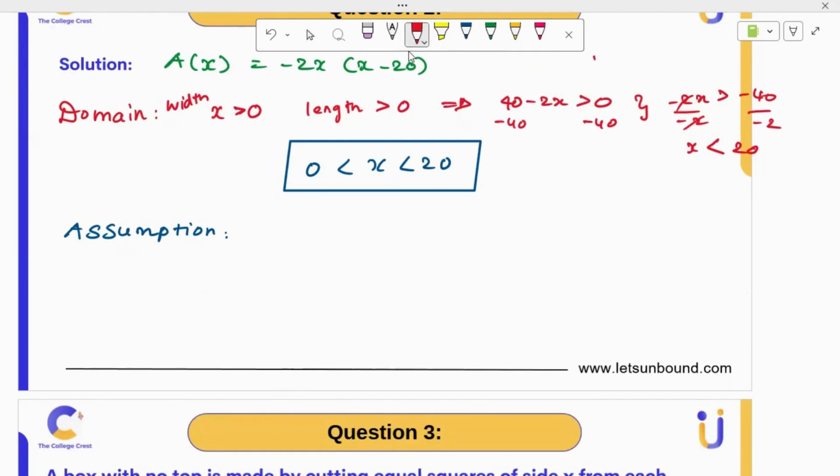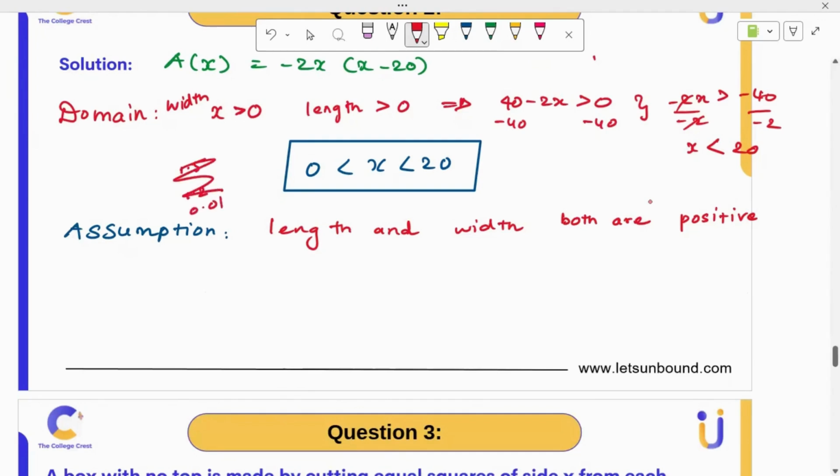So you can write length and width both are positive. Even 0 is not allowed, okay? Length and width both are positive, so we applied it, and we got a result like the domain. And here also, you can take 1.5, 1.2, 0.01, right? Any length can be measured, so it's continuous. So that also you can mention.